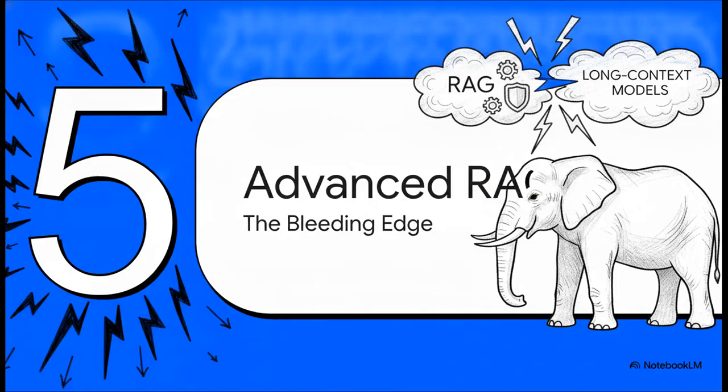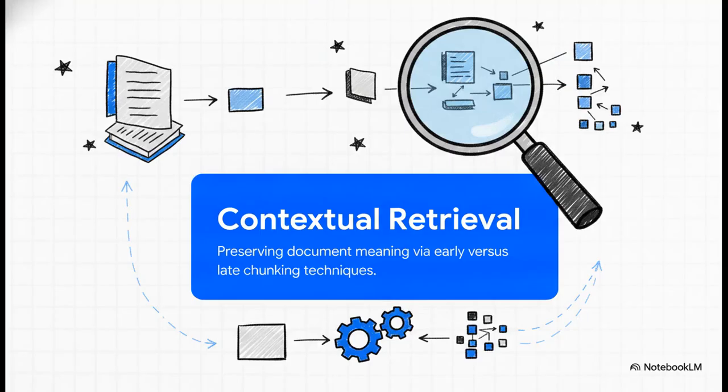Which brings us to Section 5, the future of advanced RAG. Welcome to the bleeding edge. Now that our system is built, scaled, and heavily armored, let's kick off a high-energy lightning round on the frontier of this technology. First up is contextual retrieval. You see, the traditional problem with RAG is that when you chunk a document, the AI kind of loses the overarching plot. A single paragraph, isolated from its chapter, completely loses its meaning.